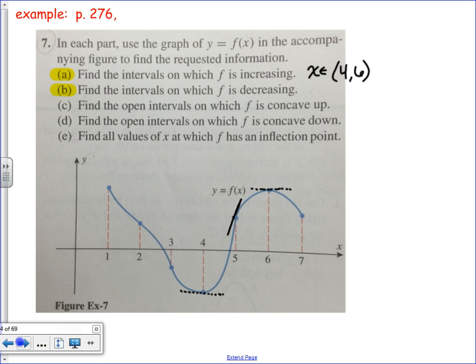Well, it's going to be everywhere else. So how do I know? Because the slopes are down, down, down, down, down, down. Okay, so from 1 to 4, right?